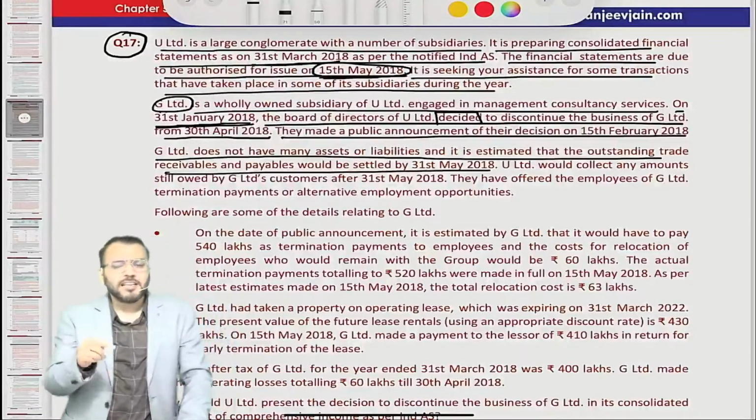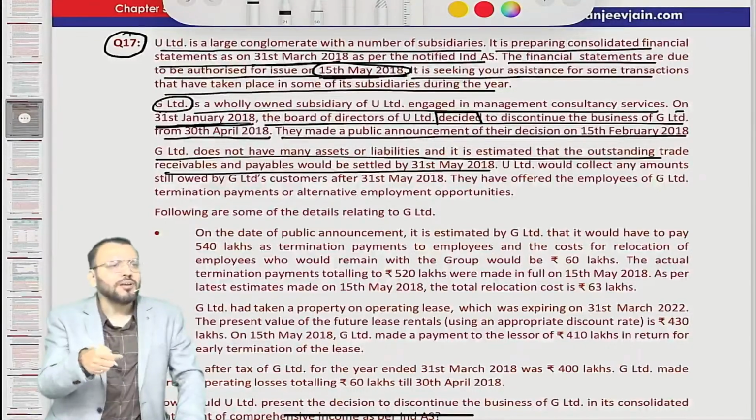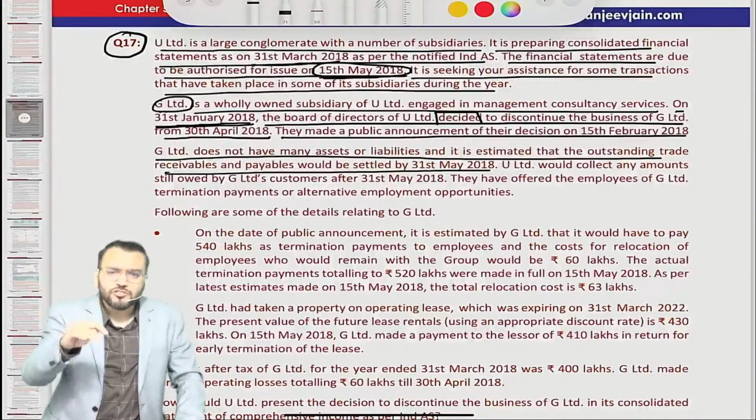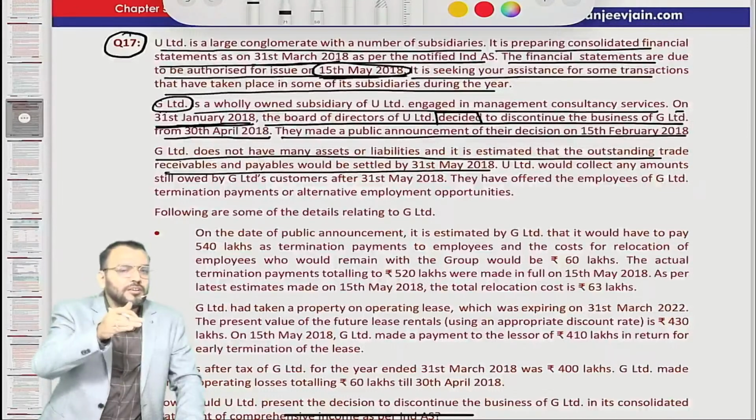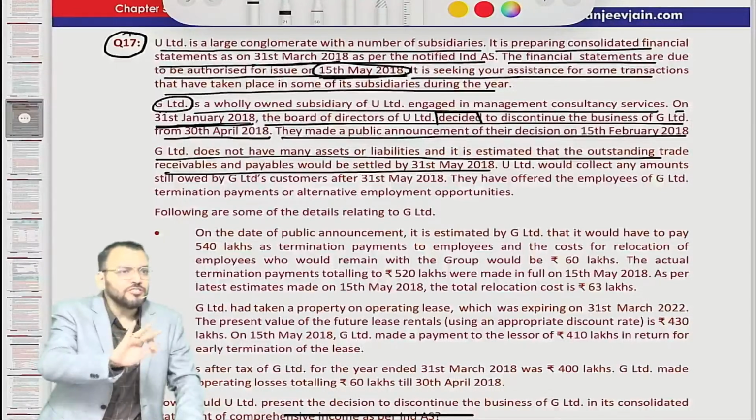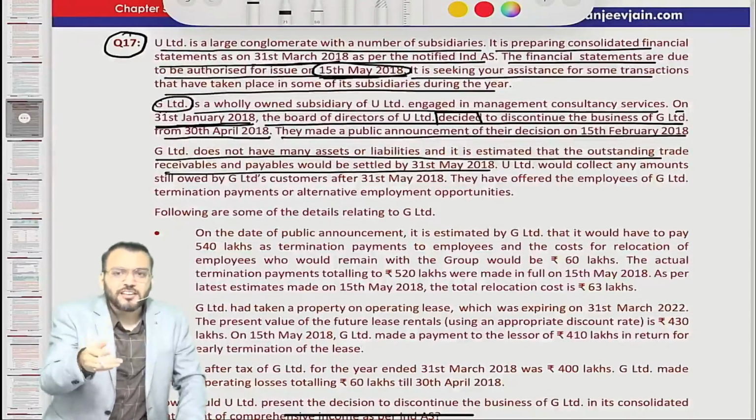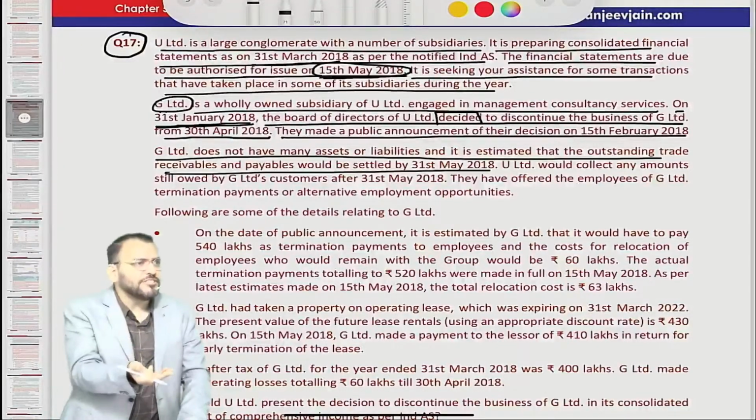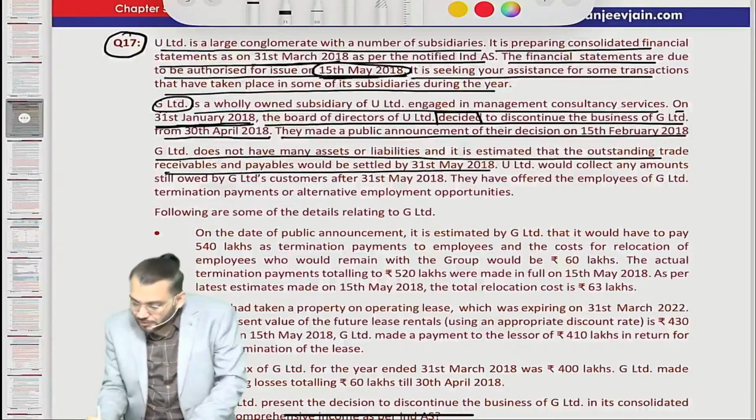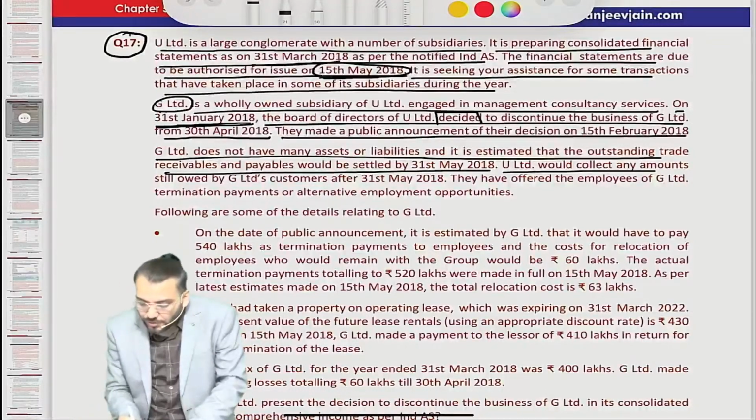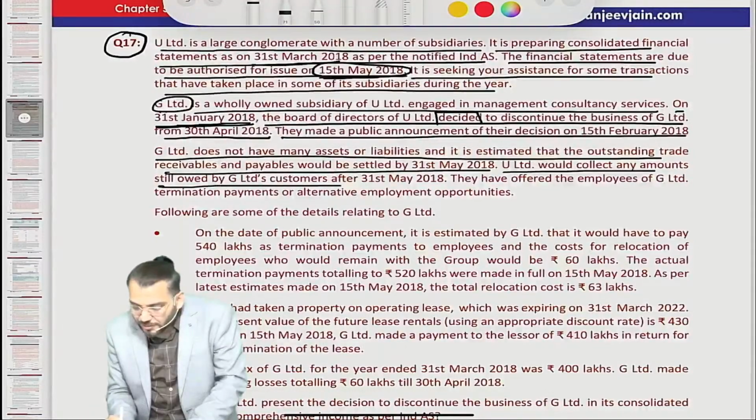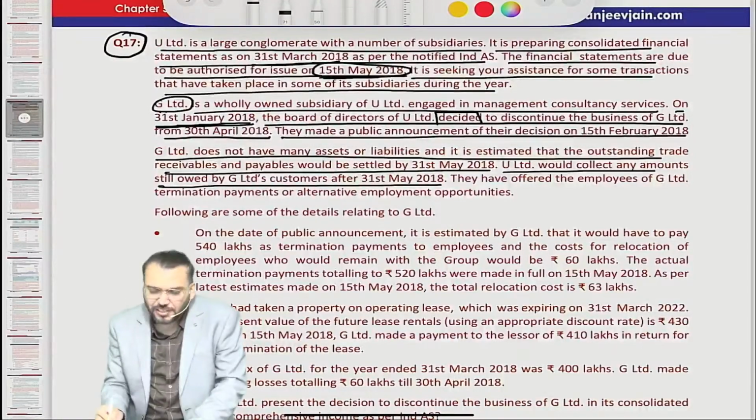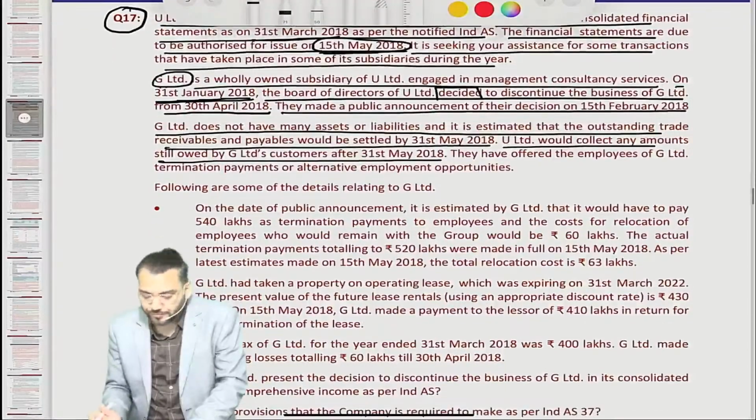Yes, settlement of trade receivable and payable is an ongoing activity. So this should not be considered for provision for restructuring cost. Means when you are settling trade receivable and trade payable, that is related to ongoing activities now. Correct. U Limited would collect any amount still owed by G Limited customer after 31st May 2018. It is also related to ongoing activities.